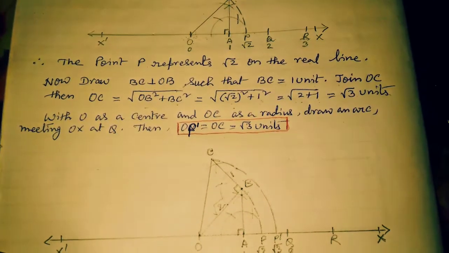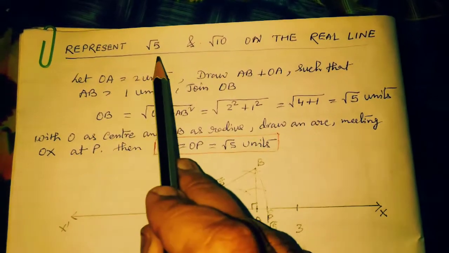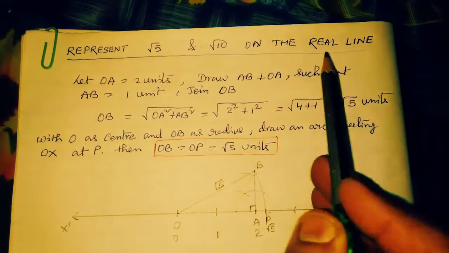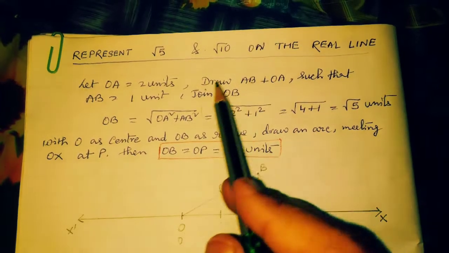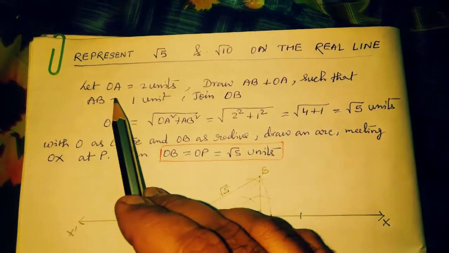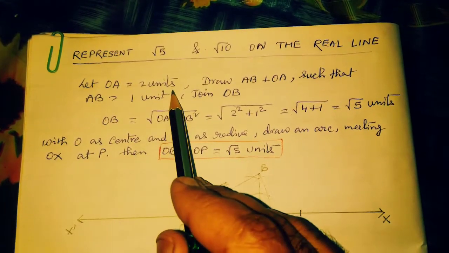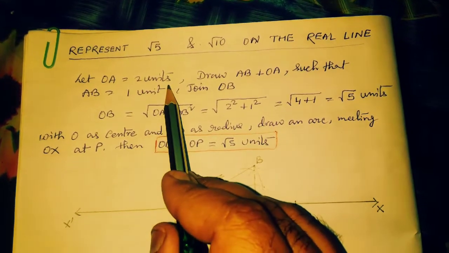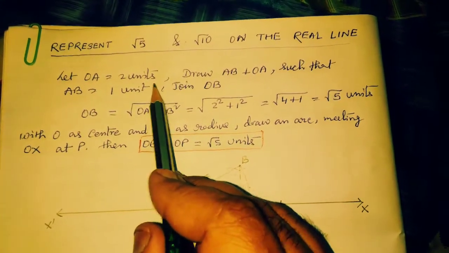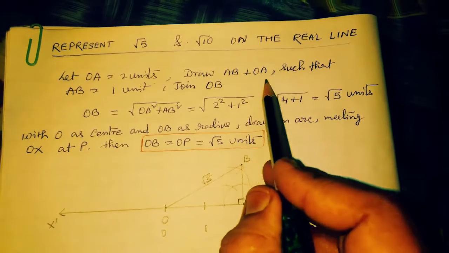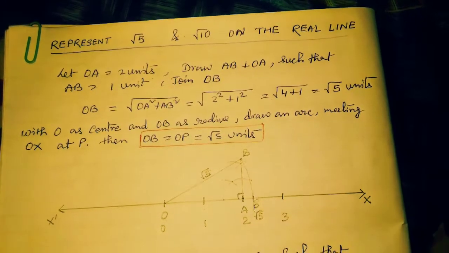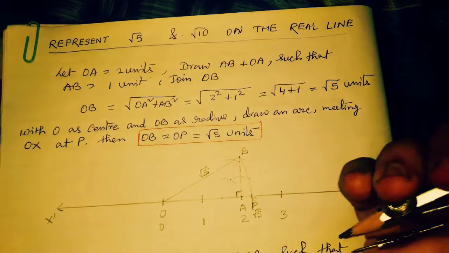Clear, student? Now students will see how to draw root 5 and root 10 on the real line. So again the same method you can apply here. So OA equals 2 units I've taken over here. 2 units means 4 centimeters, because 1 unit means 2 centimeters. Clear, student? And draw AB perpendicular to OA. How will you draw this one?